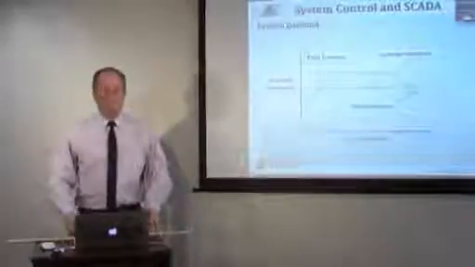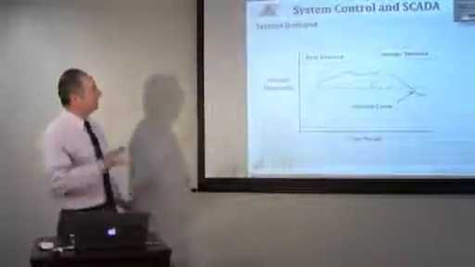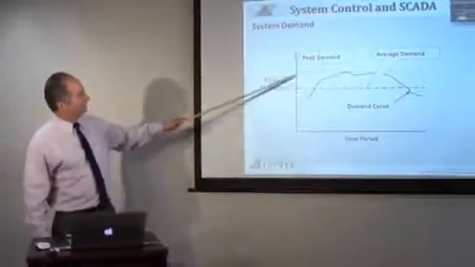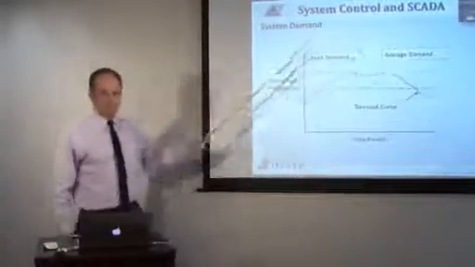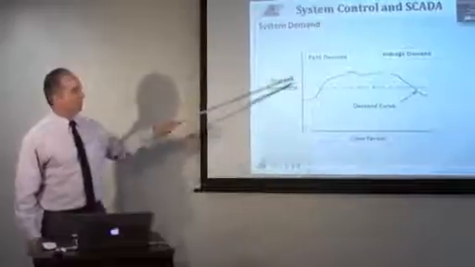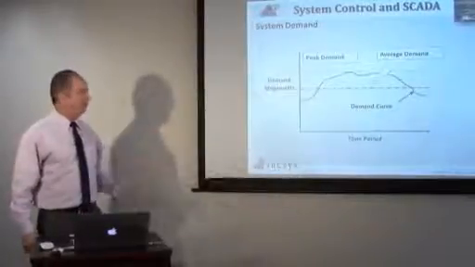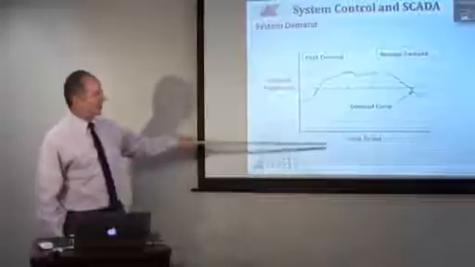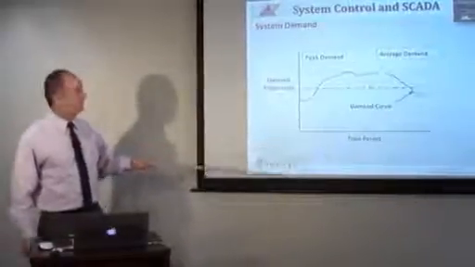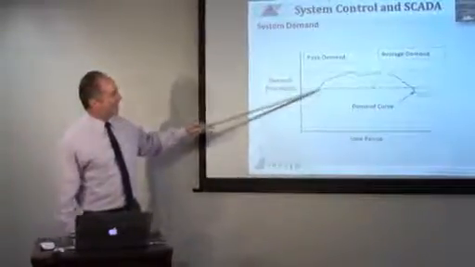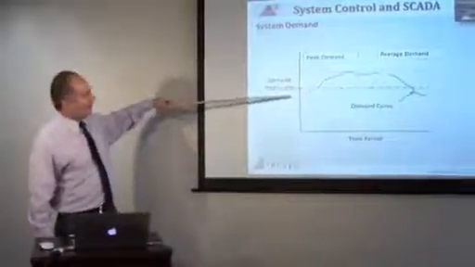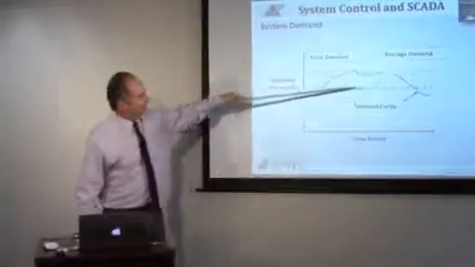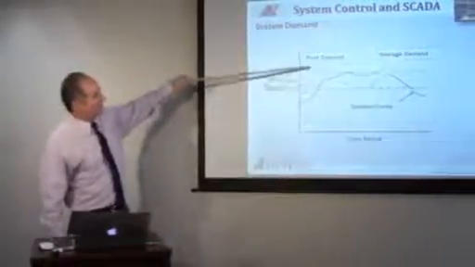Okay, a little bit more here on system demand. I'd like to point out a few things about system demand. If this happens to be the peak megawatts that were produced in your system for a whole year or any particular time frame, but let's just say a year, and this was your actual demand, okay? And this turns out to be the average demand. So this is the average demand. This is the peak demand.